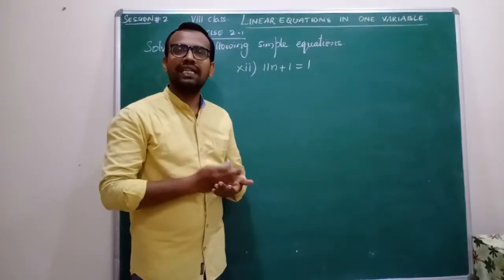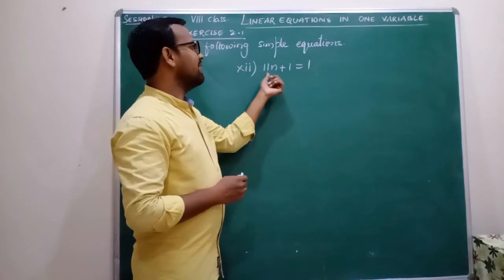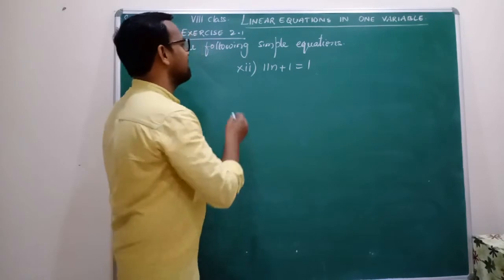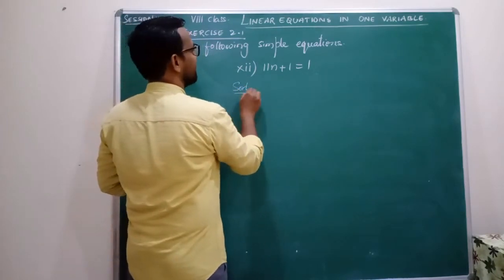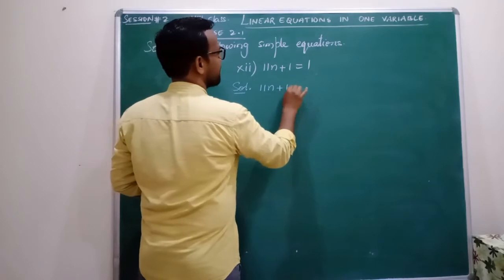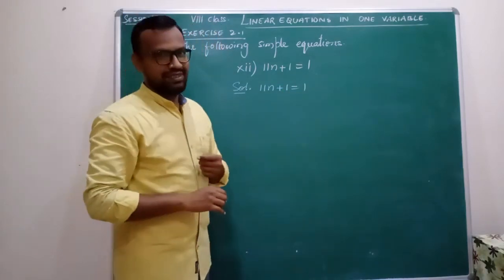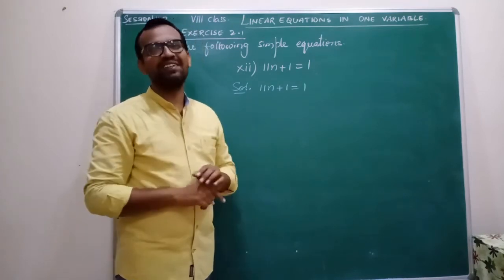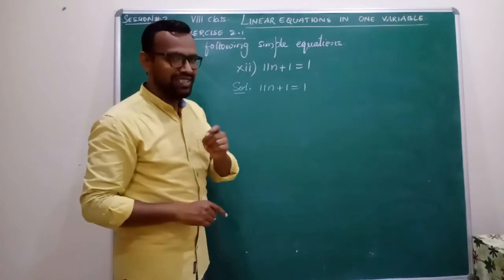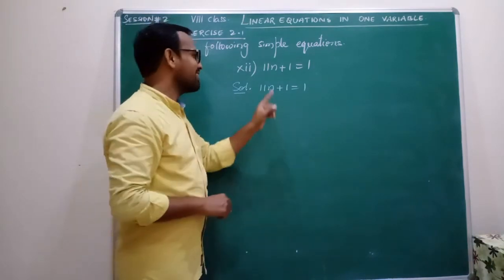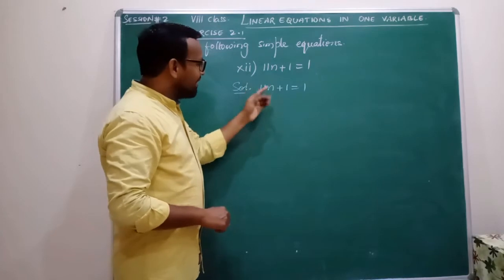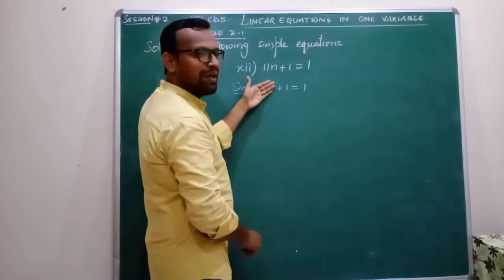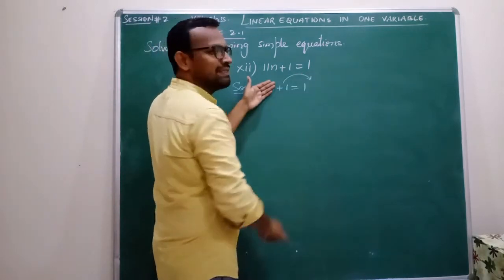The 12th equation given is like this. 11n plus 1 is equal to 1. Okay. First, let us take the given equation. 11n plus 1 is equal to 1. So which term do we need to transpose first? Yes, the term which is not having the variable. In this equation, what is the variable present, children? Yes, it is n. So 11n is the variable term. Close that. Other than that, what is there? Plus 1.